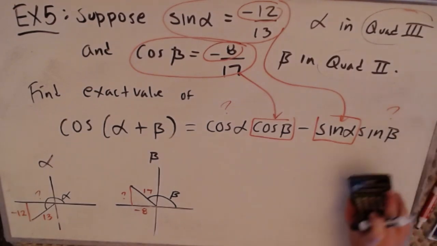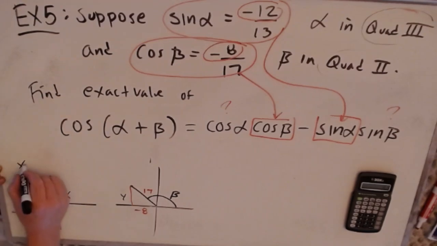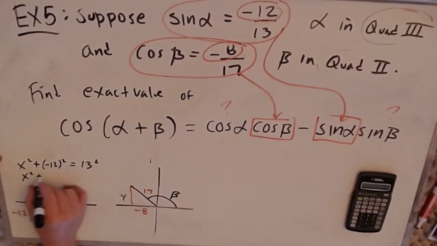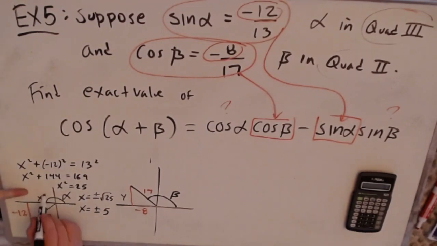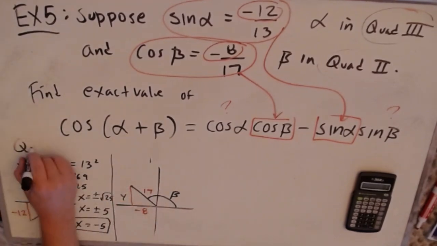You could use your calculator if you want, just because these numbers might get a little tough. So what do we have? Let's call this x, and let's call this one y. So we have x squared plus negative 12 squared equals 13 squared. You don't really need a calculator for this. 144, 12 squared, and 13 squared. So you're going to get x squared is 25. So x is plus or minus the square root of 25, plus or minus 5. Look at the picture. We're in quadrant 2, so x is negative 5. Sorry, we're in quadrant 3. The other one's quadrant 2. This is quadrant 3.